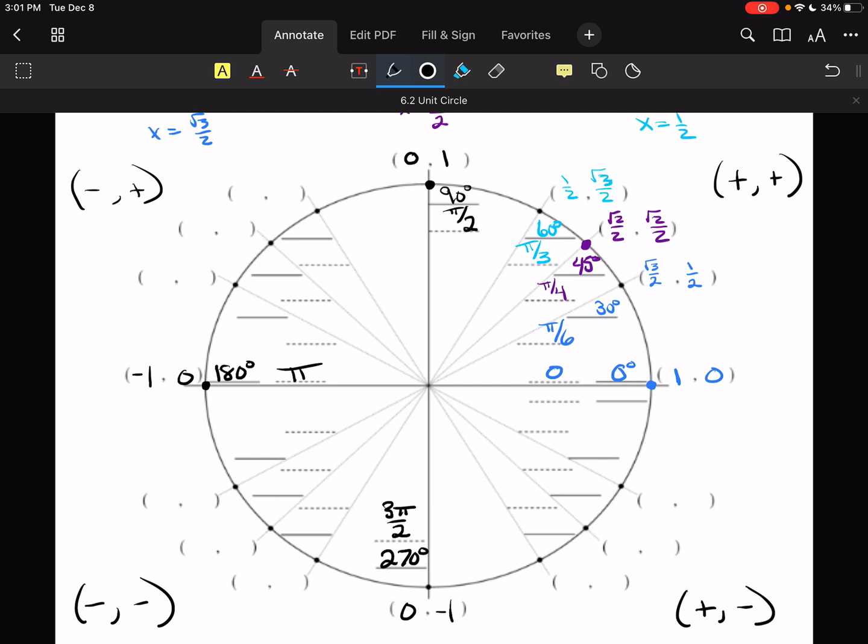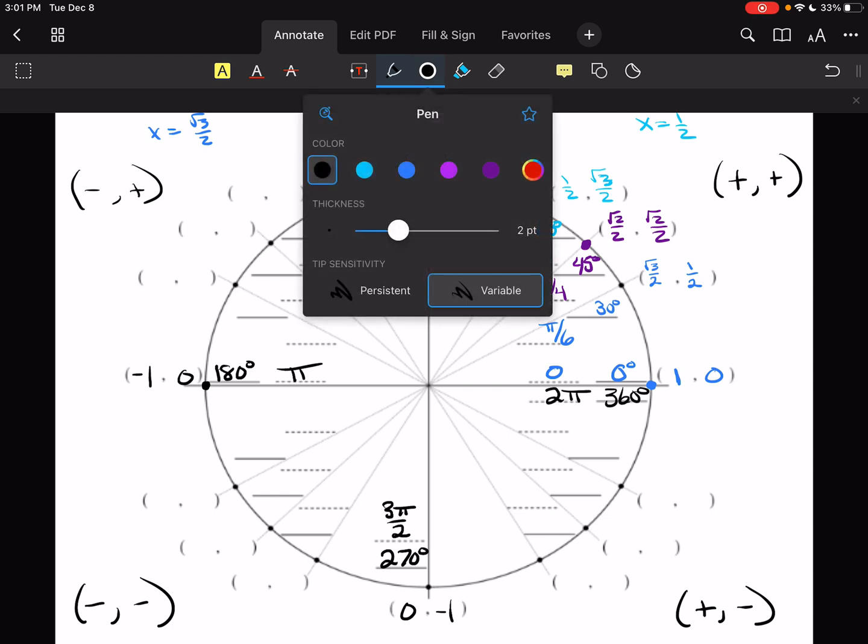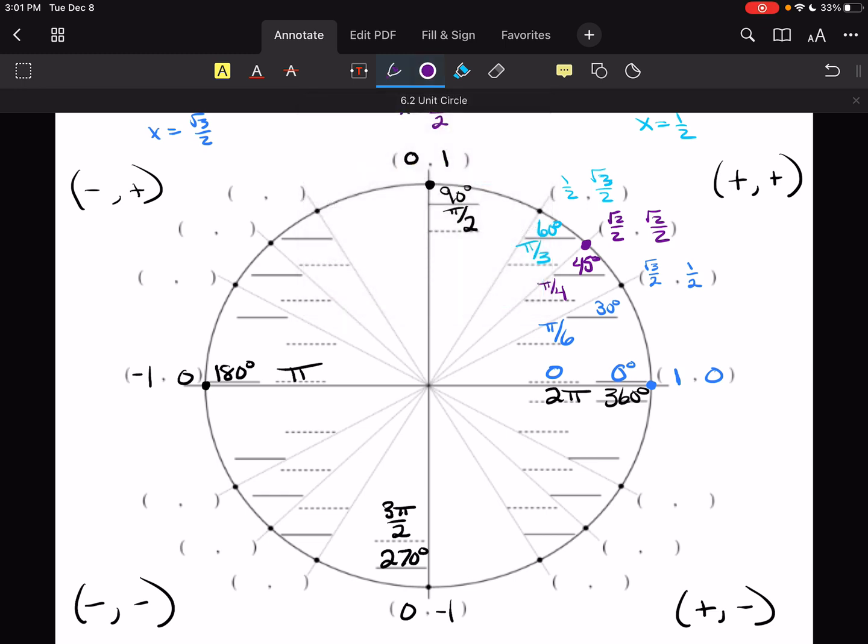Adding another pi over 2, adding another 90 degrees, right? That would put me at 360, which would be 4 pi over 2, which would give me 2 pi. And again, that ordered pair there would be (1, 0). Now, doing that same process, we're just going to pick the next one and then work our way around. So let's do the pi over 4s.